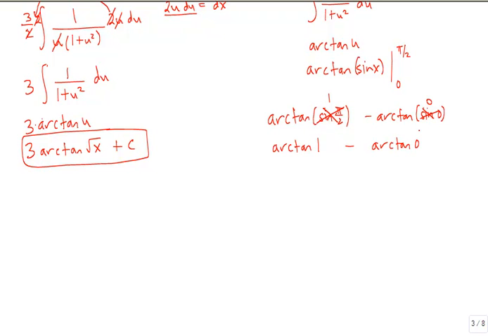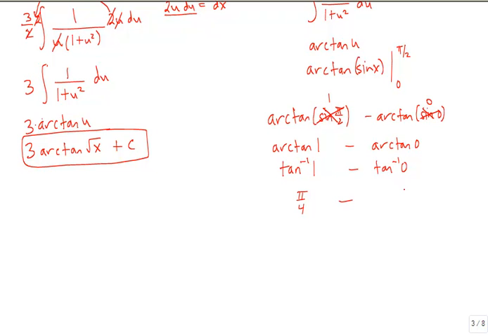Now these are values you should know as well. If you need to, remember arctan is the same as inverse tangent. So this could be written as inverse tangent of 1 minus inverse tangent of 0. If you prefer that notation, that's okay too. So to figure out what these are, remember that an arctan or an inverse tangent is actually finding us an angle. So the tangent of what angle gives us 1? Well, that's pi over 4, because tangent is sine over cosine. So sine of pi over 4 over cosine of pi over 4, those are both root 2 over 2, so that goes to 1.